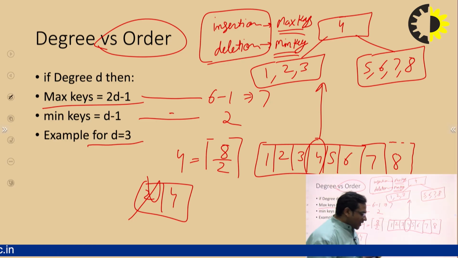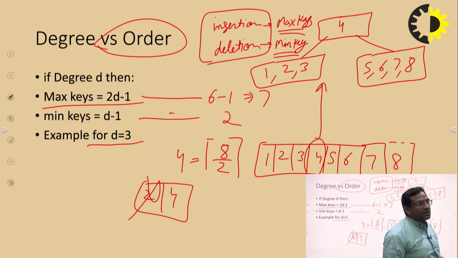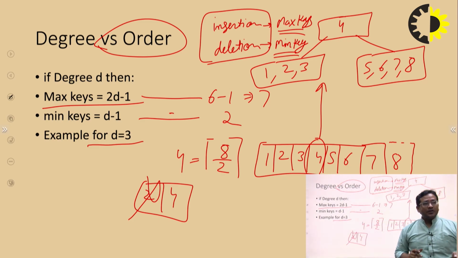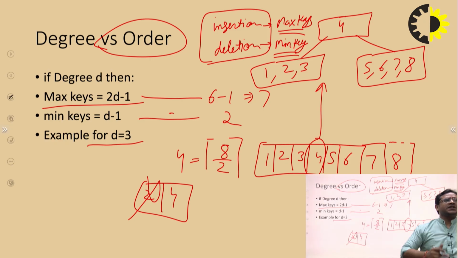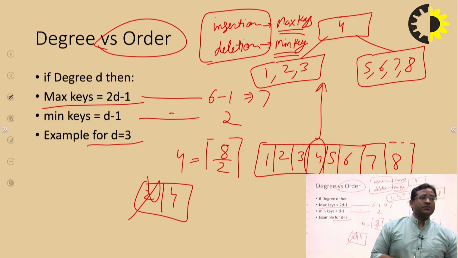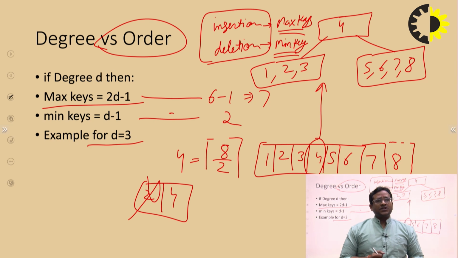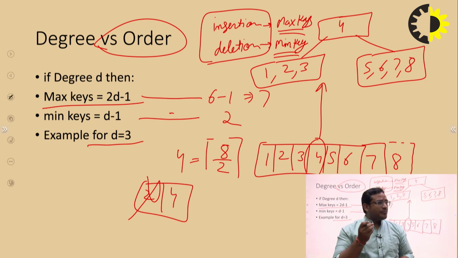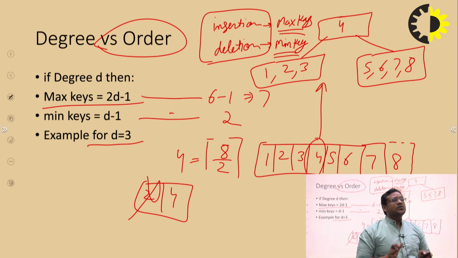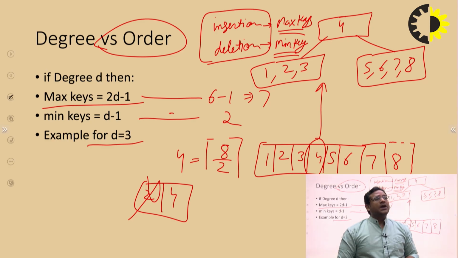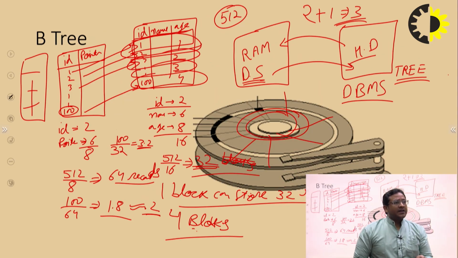So there are 2 types of operations here, insertion and deletion. In a B tree, whenever I am doing an insertion, it focuses on the max key, and whenever I am doing a deletion, we focus on the minimum number of keys. Okay. So this is a bottom to top approach. Again, I am just repeating a few things.